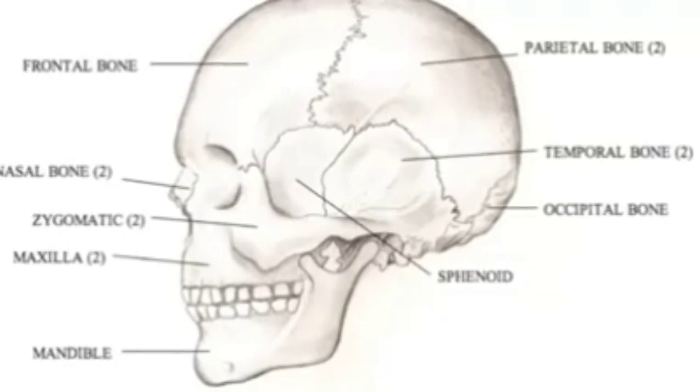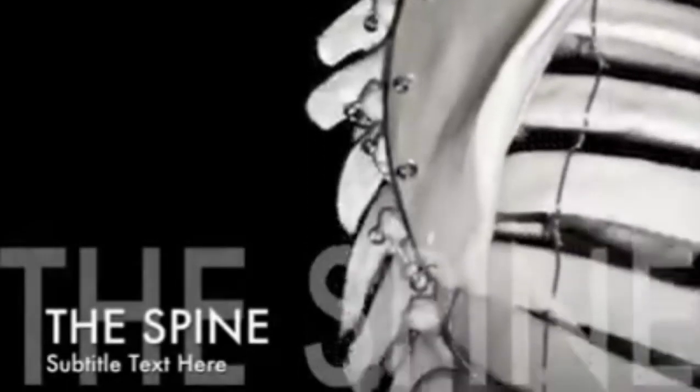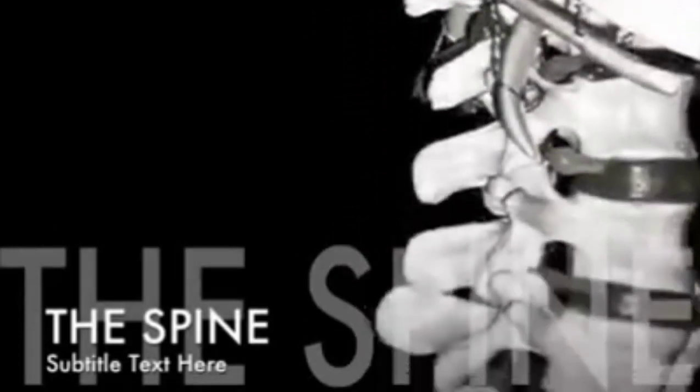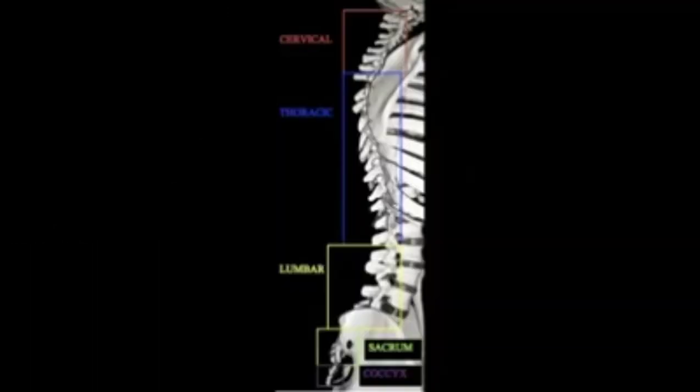Next, we'll move on to the spine. There are 26 bones, each called vertebrae, that make up the spinal column. They are divided into 5 subgroups, listed in order from top to bottom. There are 7 cervical vertebrae, 12 thoracic vertebrae, 5 lumbar vertebrae, and the sacral and coccygeal vertebras, which are each formed of 1 fused vertebrae.